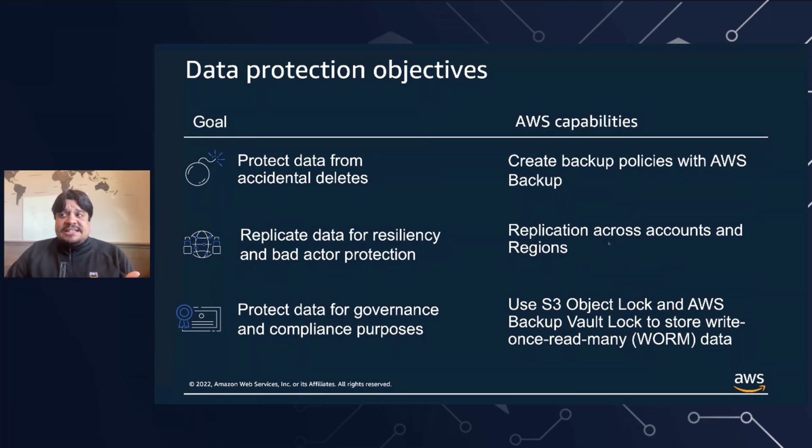Replicate data for resilience and for data protection. You can replicate your data across accounts and regions using both S3 and AWS Backup. And finally, to protect your data for governance, S3 Object Lock and AWS Backup Vault Lock provide an immutable storage solution to store immutable data. Now that we've looked at all those features, Rajesh will walk us through the data protection solutions that you can build with those.